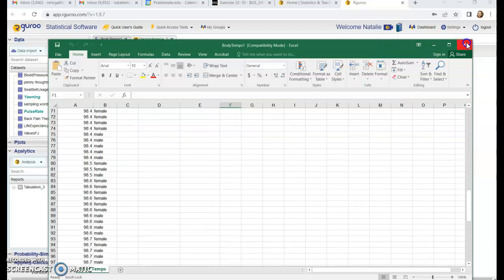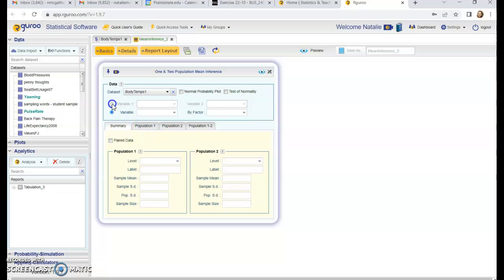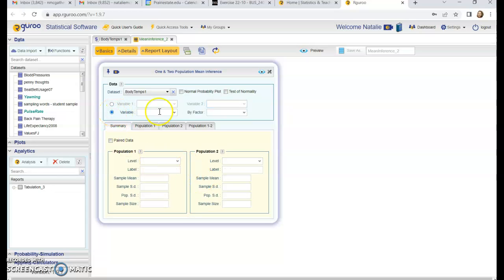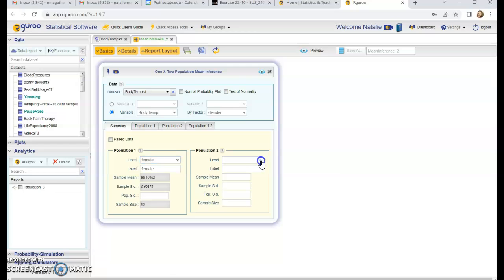So there are 2 ways that you can do that. The first way is if you click for variable 1, body temp female, and for variable 2, body temp male, then it'll propagate all your other information. So that's using those 2 columns in the raw data. Also, you could click on just variable, and choose the first one, which is just body temp, and then do by factor, and the factor would be gender. And then down here, you'd have to pick those 2 levels, female and male.